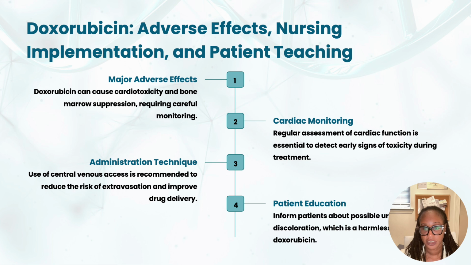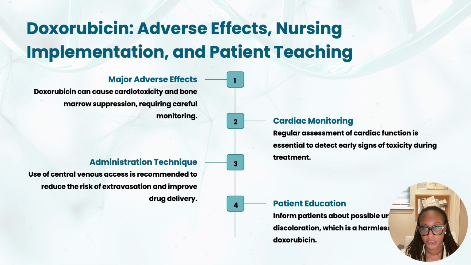If extravasation occurs, stop the infusion immediately. Apply a cold compress. Administer Totect, T-O-T-E-C-T, if it's available. It is the extravasation antidote. After administration, you want to monitor for delayed cardiotoxicity. This may take weeks to months for you to see improvement. Also monitor for infection or bleeding due to myelosuppression.